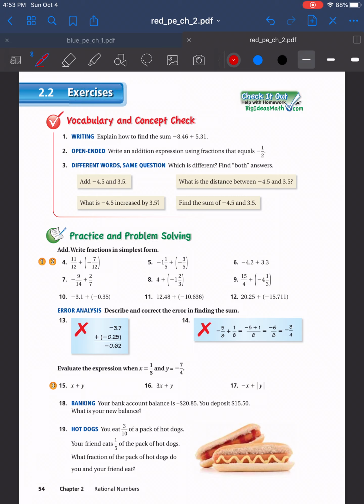Let me see here. You guys would have page 54 through 55, 4 through 22. Okay, so let's look through some of them.